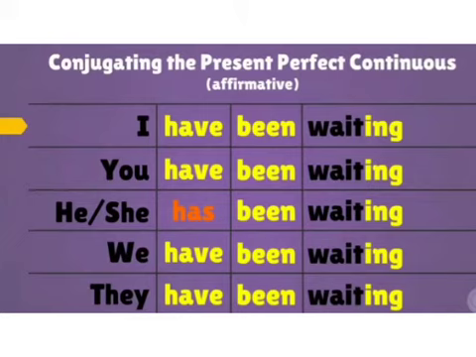Here we go for the affirmative sentence present perfect continuous. I have been waiting. You have been waiting. She has been waiting, or he has been waiting. We have been waiting, and they have been waiting. So we have used have, been, and verb plus ing for present perfect continuous.